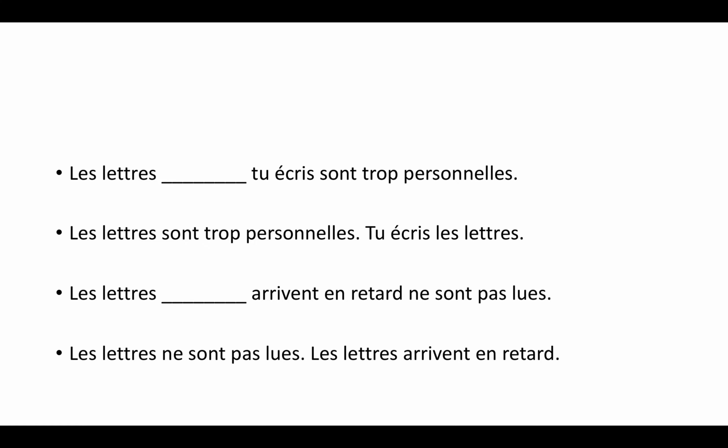How are we going to do this? Les lettres sont trop personnelles. Tu écris les lettres. All right, so I don't think it's realistic to think that you would do this when presented with a sentence with a blank, but I'm still going to walk you through it. So les lettres is what's repeated. We're going to get rid of the second instance of les lettres. In that second sentence, les lettres is actually the object. So we're going to use que.